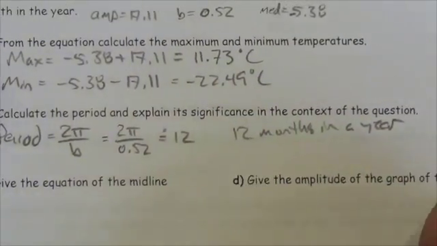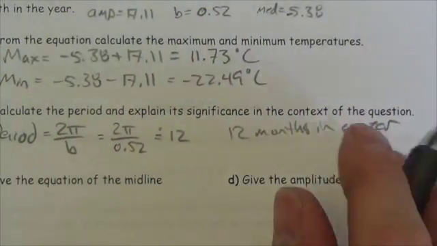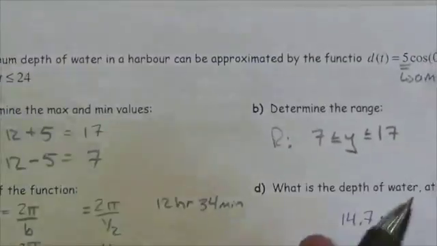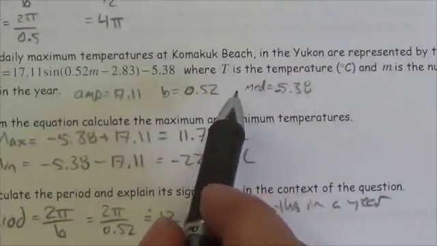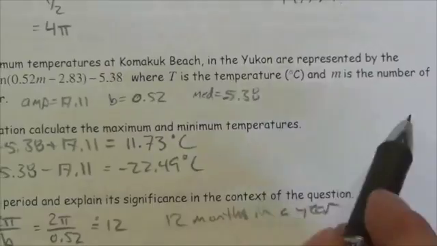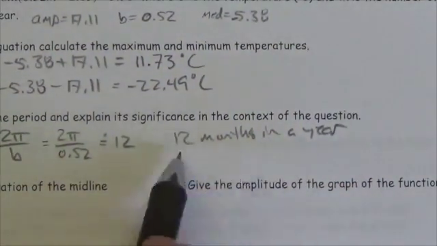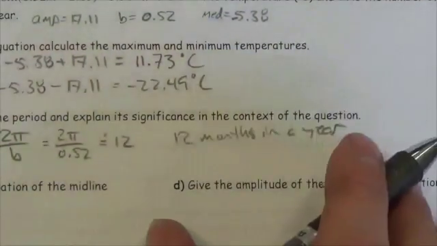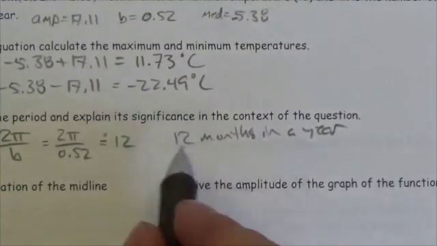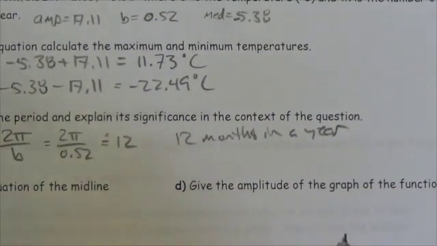Okay? There are 12 months in a year. So we do assume, if time is being measured in terms of months, then the period of this graph is going to be 12 months. 12 months in a year. Okay? Because from January to January, that's when the whole process starts over again.